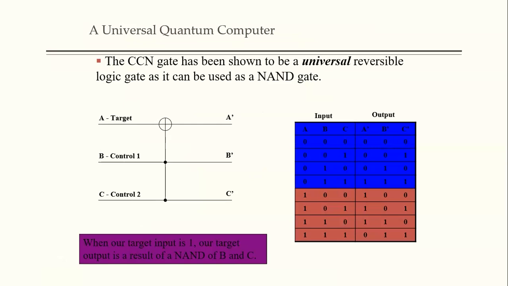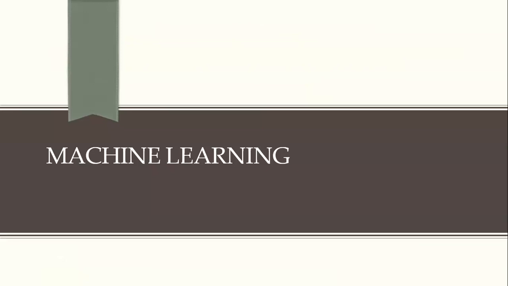See here, when our target input is 1, our target output is the result of NAND of B and C, NAND operation. Then we will go for machine learning.